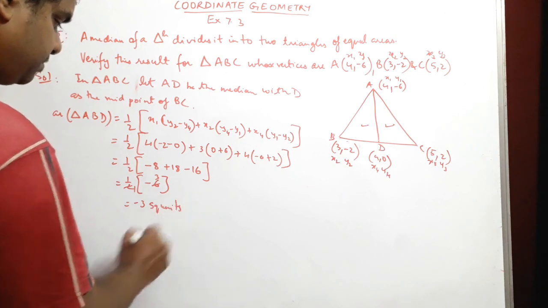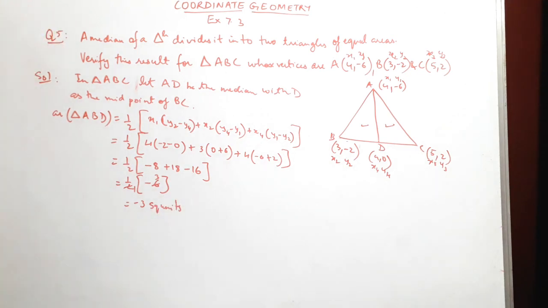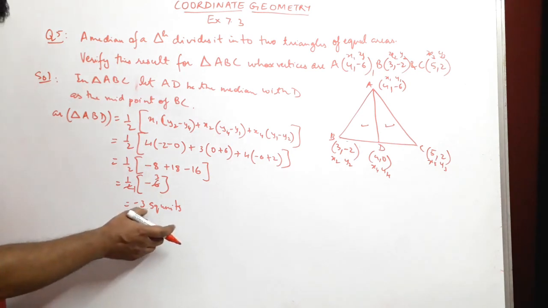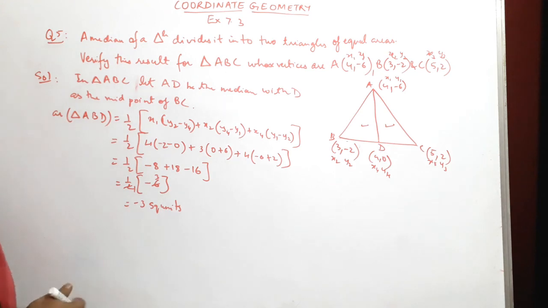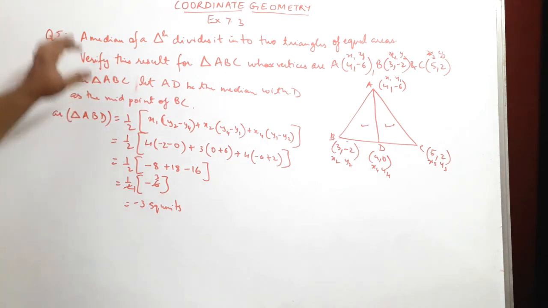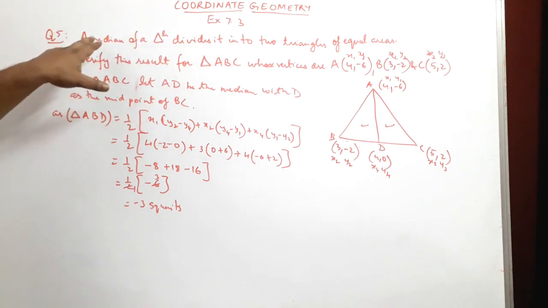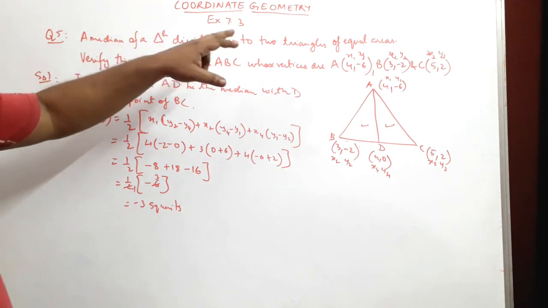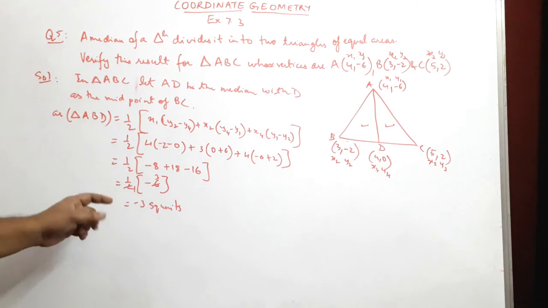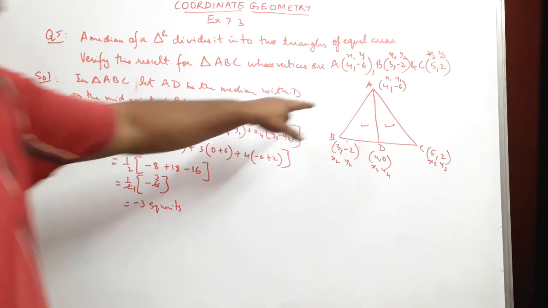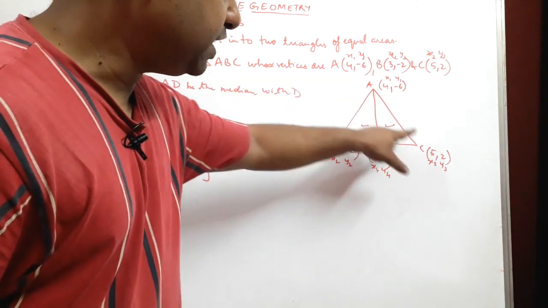Now remember, area cannot be negative, so we are only taking the numerical value, because we are not interested in finding actually the area. We are just interested in proving this point, which says a median of a triangle divides it into two triangles of equal area. So for now, this we have done for ABD. We have to find ACD.